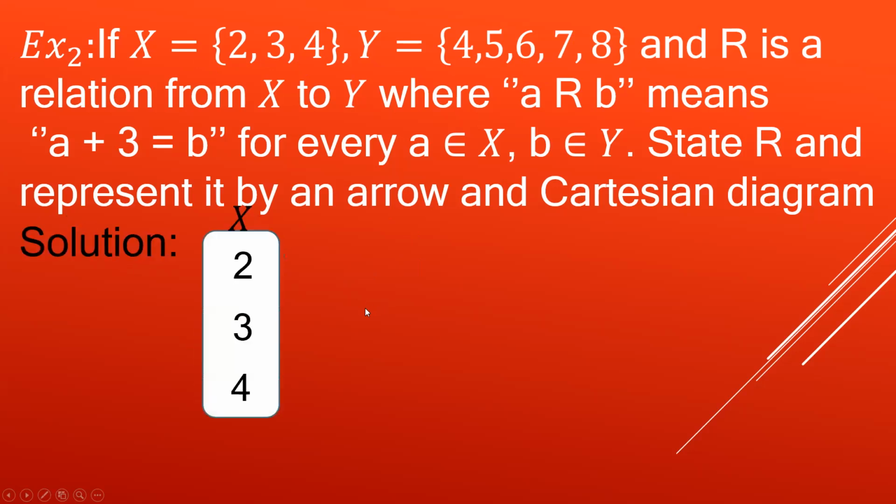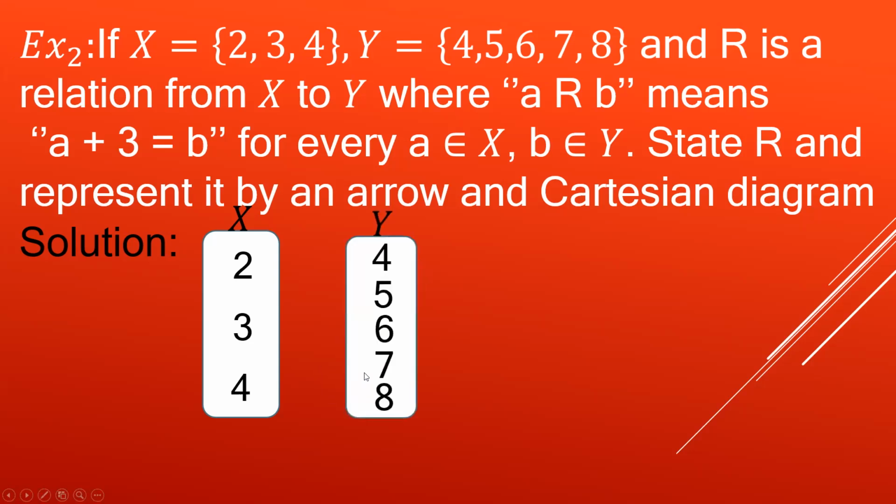As we said before, we need to draw a column which contains the elements of the first set, 2, 3 and 4. And the second column, which contains the elements of the second set y, and contains 4, 5, 6, 7 and 8. According to the condition A plus 3 equals B, that means the elements in the first projection, if I add 3 to it, the result is going to be equivalent to the second projection B.